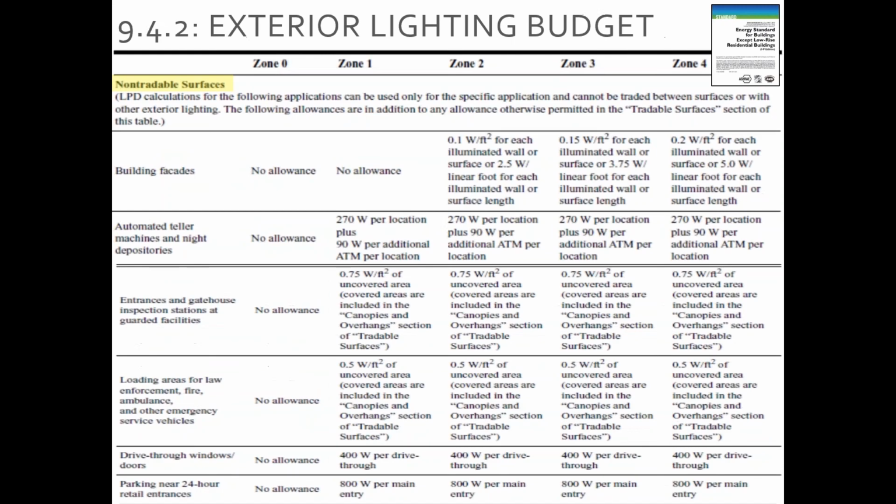The other thing is called non-tradable, and we usually call this feature lighting. If you are, for example, in Zone 3 and you want to light up the face of your building, you get 0.15 watts per square foot. But you have to use it there, or you can't take that wattage and put it out in the parking lot. It's use it or lose it.